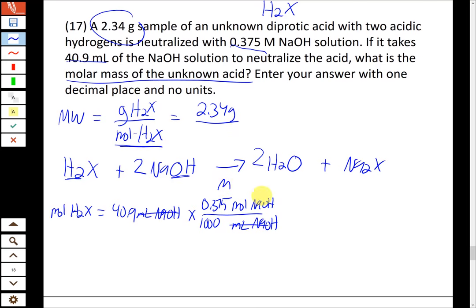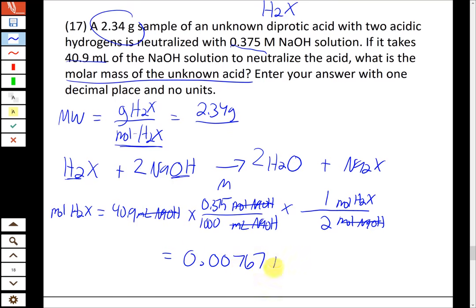So milliliters cancel out. And now that we have moles of one substance, we can find moles of the other by using stoichiometry. So we want to find moles of H2X. Now we want moles of NaOH to cancel. And from the reaction that we just balanced, there's going to be 1 mole of H2X for every 2 moles of NaOH that we add. They react in a 1-to-2 ratio. So that step is just the same as any other stoichiometry problem. And we stop there because all we're looking for is moles in this case. And so we go to 0.00767 moles of H2X.